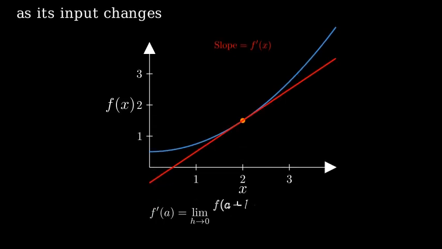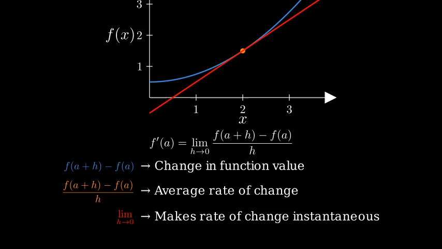Let's introduce the formal definition of the derivative. The derivative of a function f at a point x equals a, denoted as f prime of a, is defined as the limit as h approaches 0 of the fraction with numerator f of a plus h minus f of a and denominator h. This fraction represents the average rate of change of the function over a small interval. As h gets closer to 0, this average rate approaches the instantaneous rate of change at point a, which is what the derivative gives us.